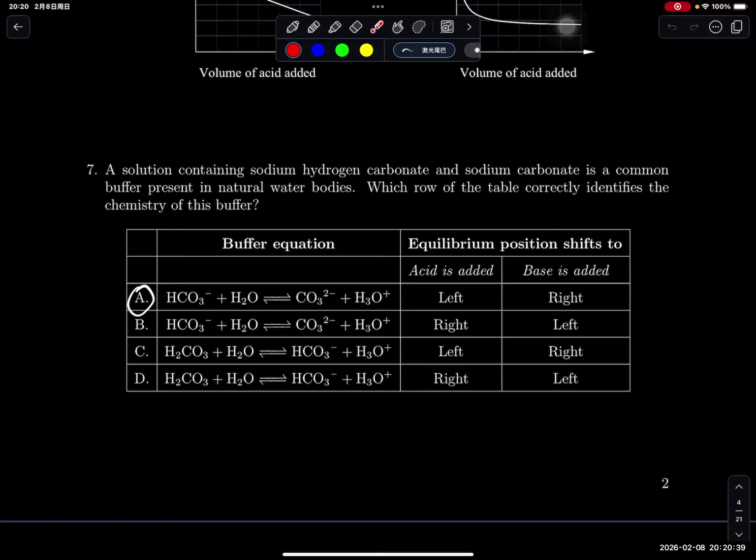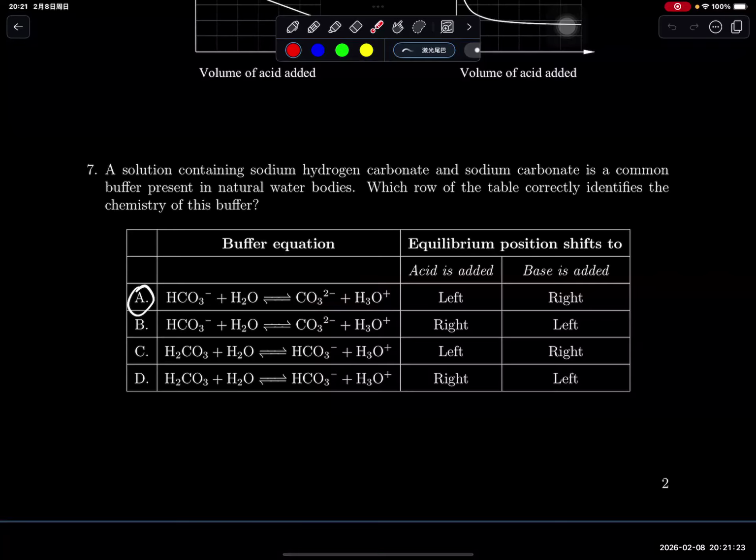Question 7. A solution containing sodium hydrogen carbonate, so that's sodium bicarbonate, and sodium carbonate is a common buffer present in natural water bodies. Which row of the table correctly identifies the chemistry of this buffer? All right, so it's between HCO3 minus and CO3 2 minus. HCO3 minus acts as an acid, and you have this buffer equation, so it's either A or B. We don't even have carbonic acid, so C and D are redundant. And so when acid is added, you're increasing the concentration of H3O plus, so you shift left. There you go. So the correct answer is A, right?